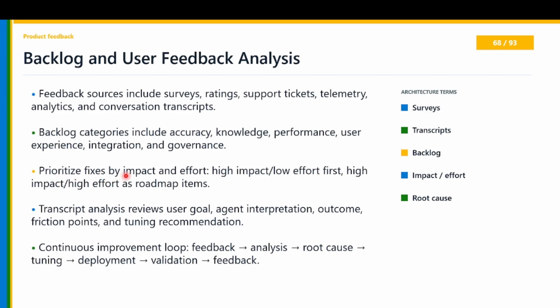Then prioritize phases by impact and effort. Always prioritize phases. Use bad feedback to fix the product, to fix the architecture, and to optimize the entire architecture. High impact and low effort goes first, while high impact and high effort become roadmap items. The one you should focus on first is high impact, low effort. If the impact of the agent is high, but the effort people are putting in is low, make sure you fix this first.